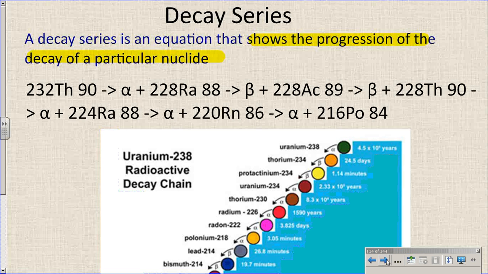Yeah. And then it emits a beta particle and it makes actinium. And then it emits a beta particle and it makes thorium 90. That doesn't make sense, but yeah, maybe it is. Then it emits an alpha particle, then an alpha particle, then an alpha particle, and it goes on and on. It's a huge, long decay series, and it's going to keep doing that until it finally gets to a stable form, a stable isotope.